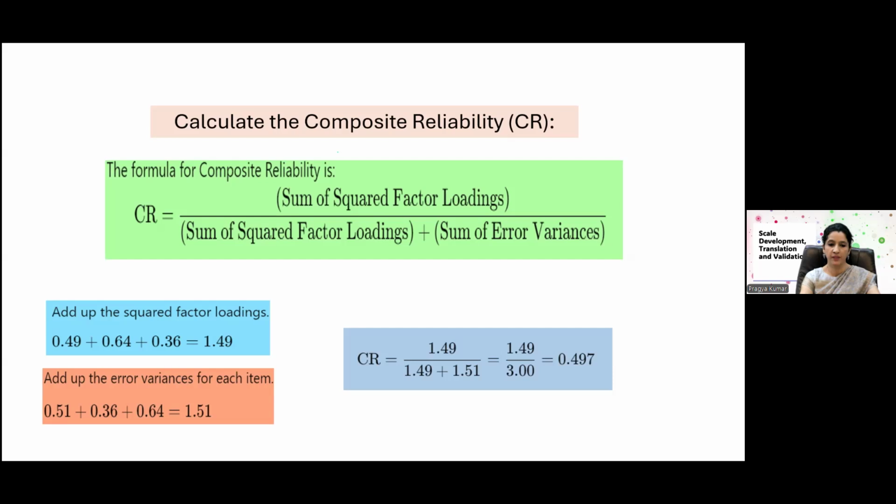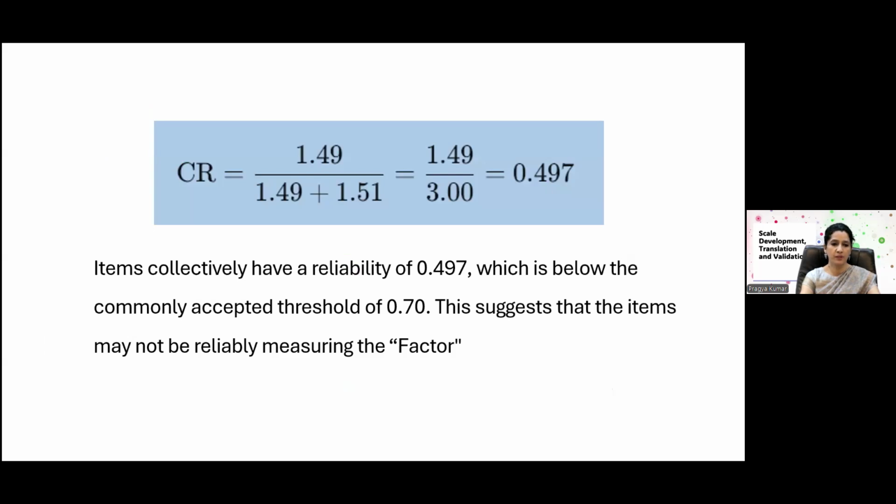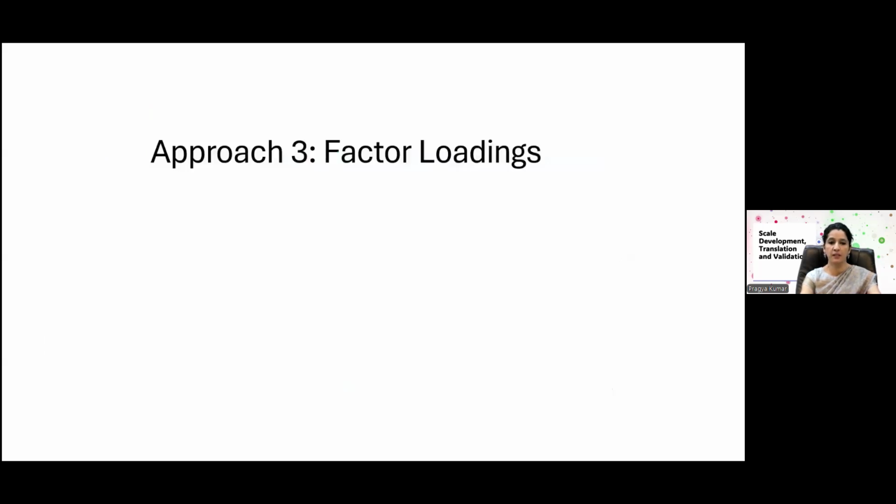Okay. So then we'll go ahead with the third measure of convergent validity, which is just the continuity of the previous measure. Here you can see the items collectively have a reliability of 0.49, which is much below the 0.70. That suggests that convergent validity is not met.